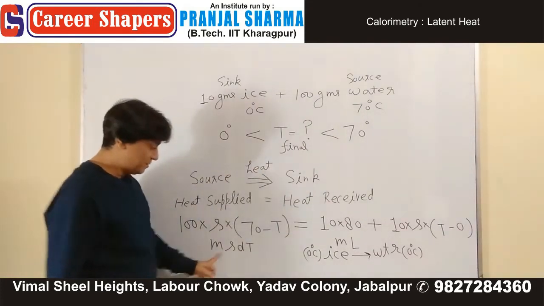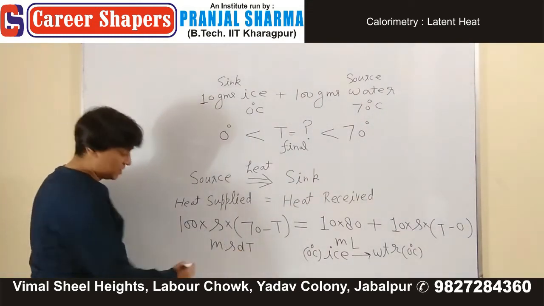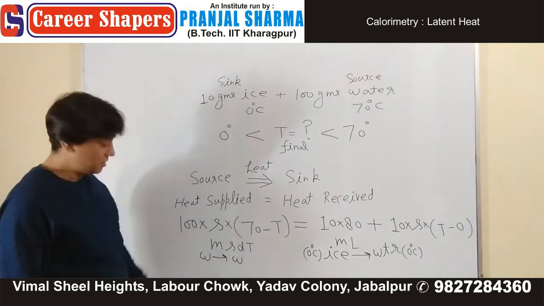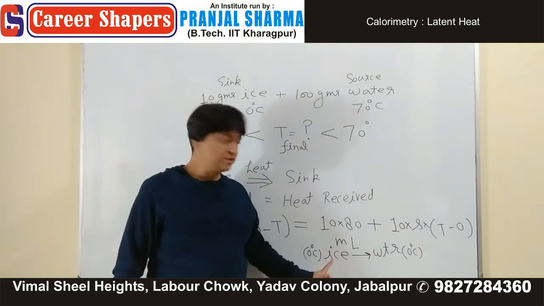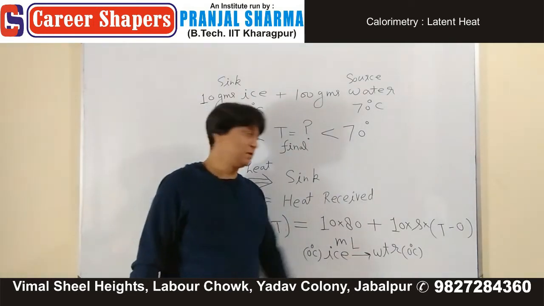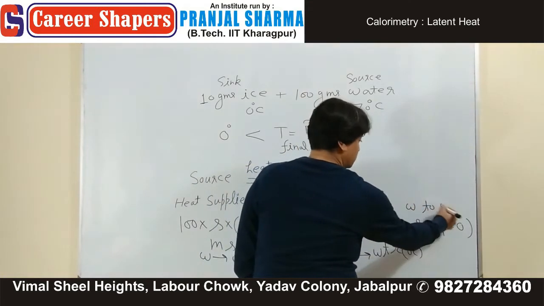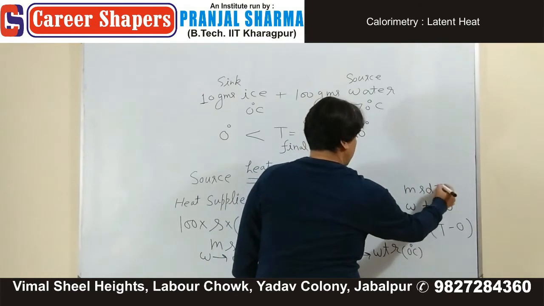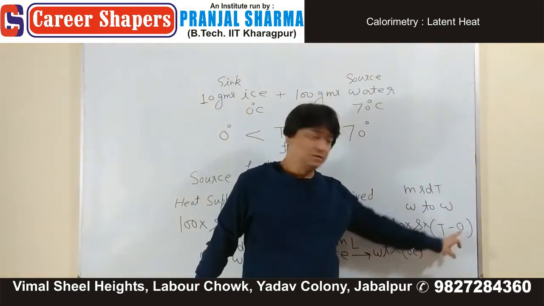So this is ms dt. Why are we using ms dt? Because we are not changing the state, water to water. We are using ml. Why? Because we are changing the state from ice to water. Again, what is this? This is water to water, and therefore we are again using ms dt.